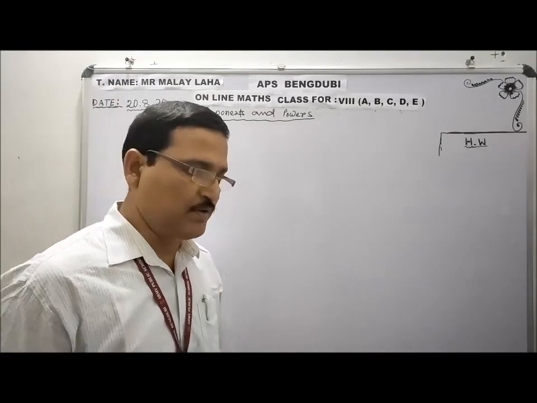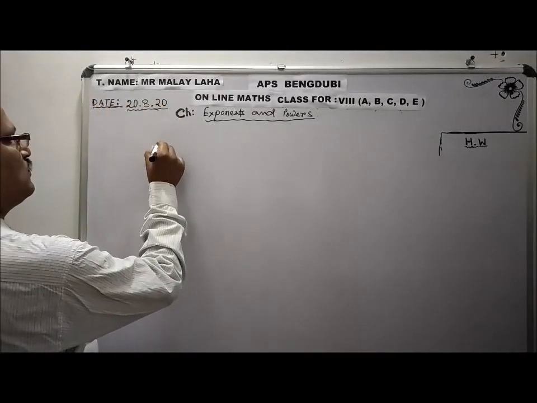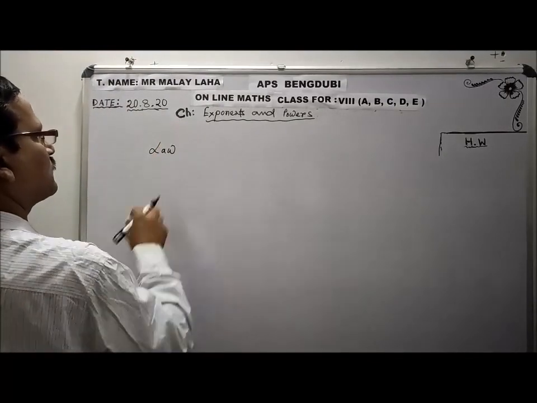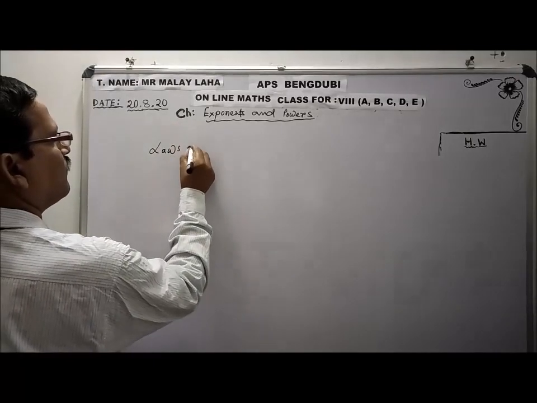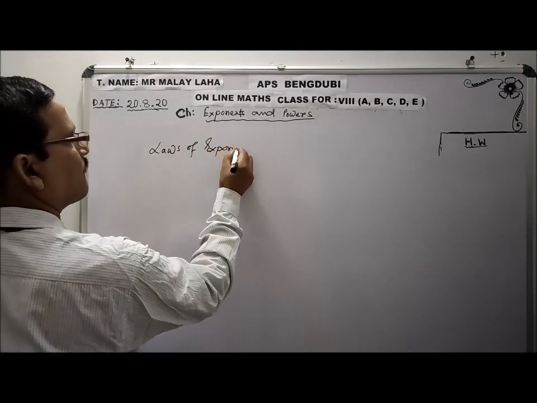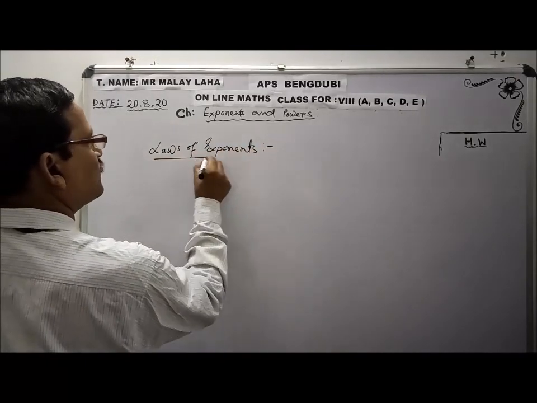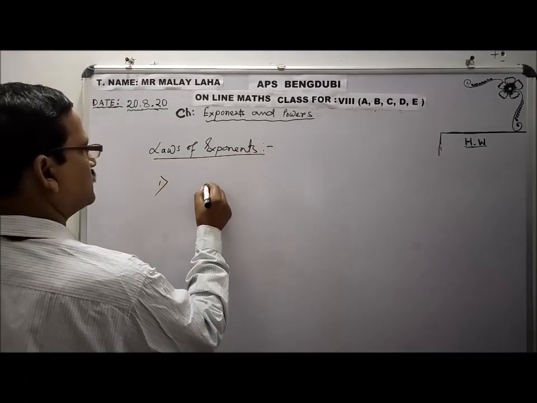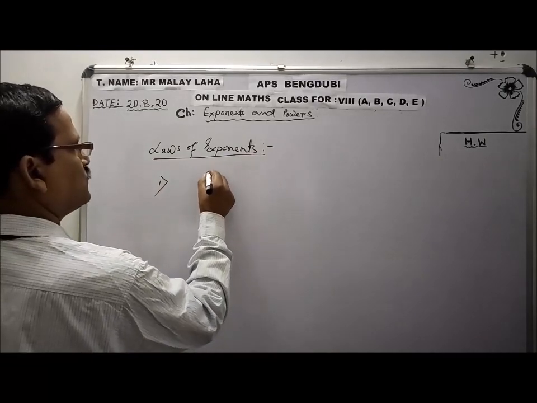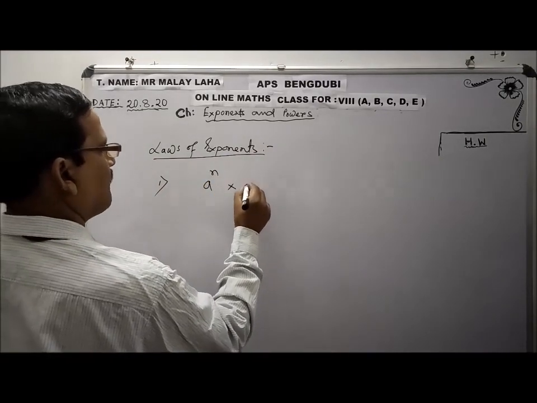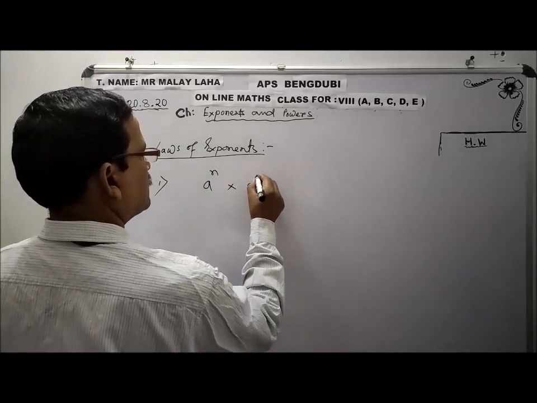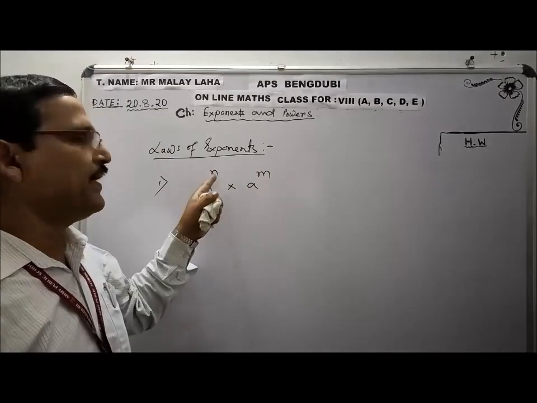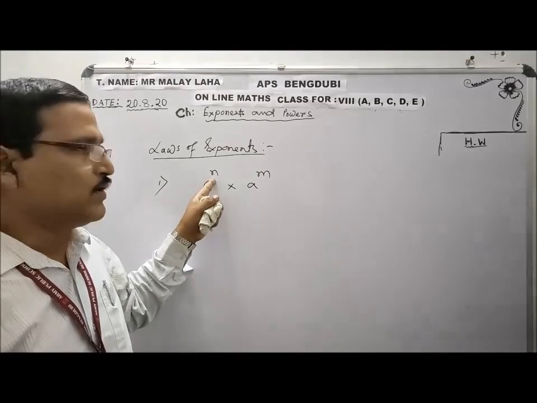Okay, so first I am giving the law. First, laws of exponent. You write down laws of exponent. Okay, first law, number 1, say a raised to n multiplied by a raised to m, where a is any rational number and n is the, what do you say, whole number.